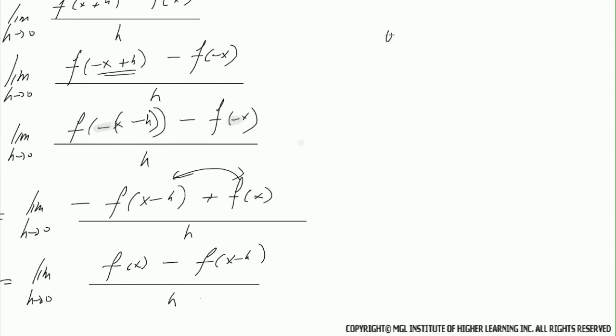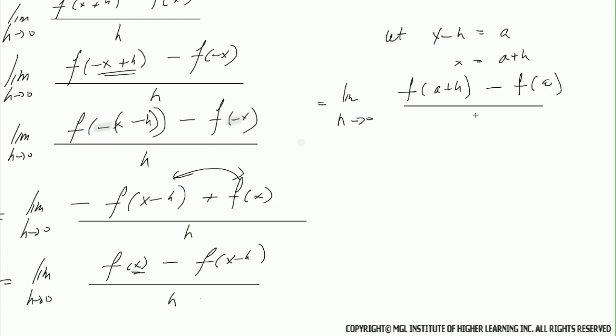But for my own sake, I want to make sure algebraically that it looks exactly the same. Let x minus h be some other letter, a. Then you get x is equal to a plus h, and you can rewrite that. So we're still involved with h. f at a plus h, that's what I can replace the x with, minus f at a, all over h. Now this is equal to f prime at a, right?